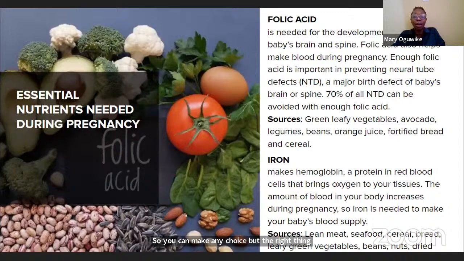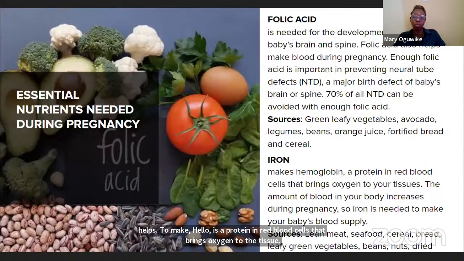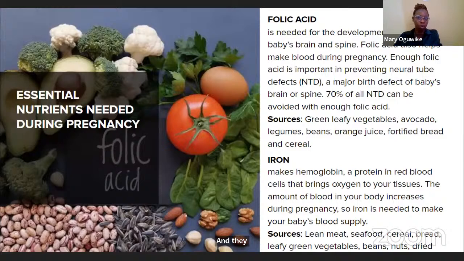Then the next one is iron. I don't mean raw though. Iron is a type of mineral. Now, what does iron do? It helps to make hemoglobin. And what is hemoglobin? Hemoglobin is a protein in red blood cells that brings oxygen to the tissues. And the amount of blood in your body increases during pregnancy because your baby also needs blood.